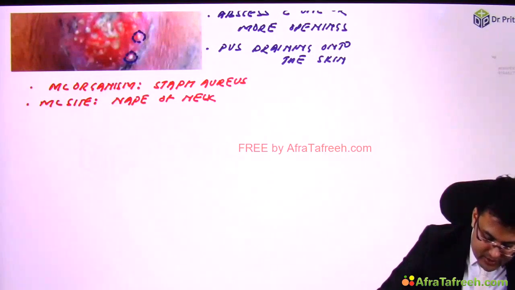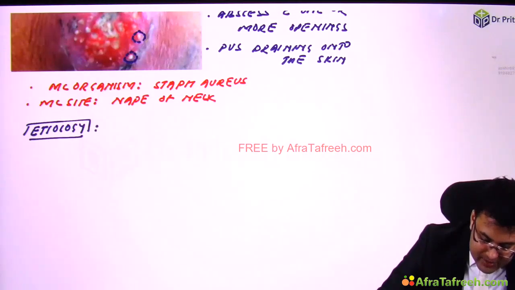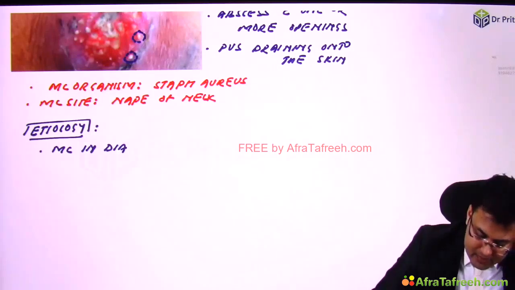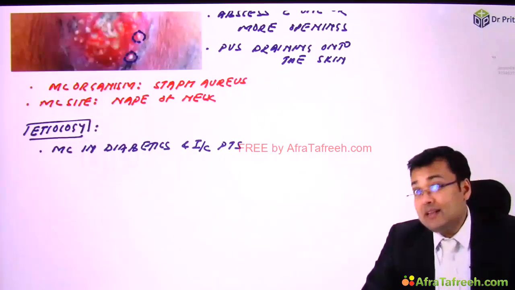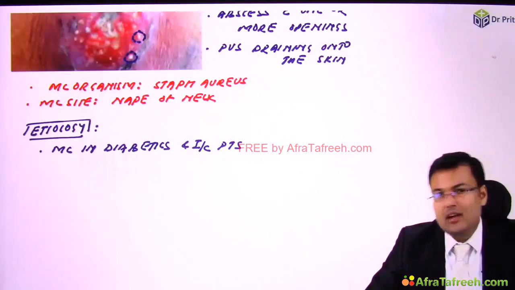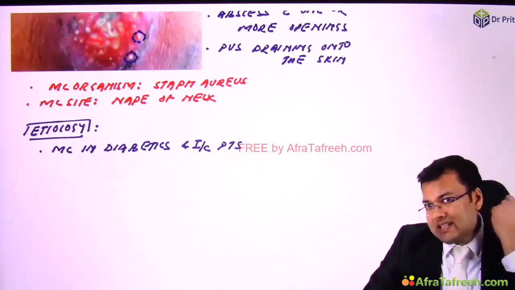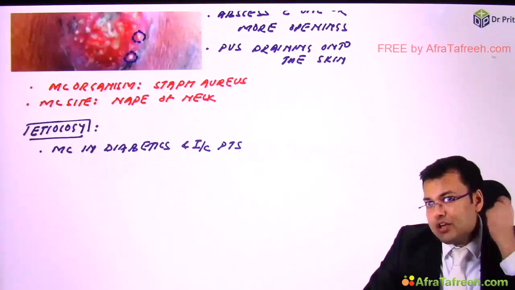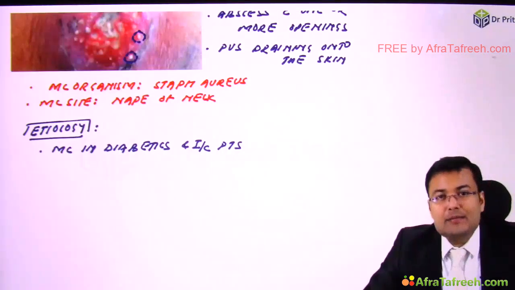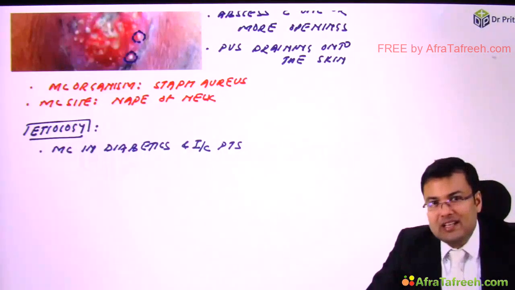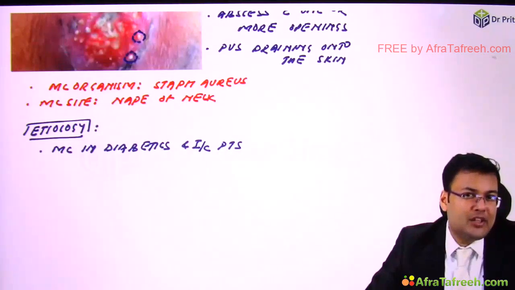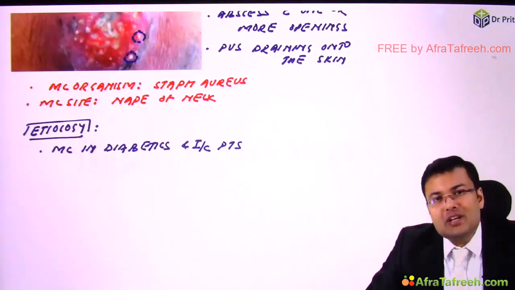I told you what are the predisposing factors or etiological factors. It is more common in diabetics and immunocompromised patients. There are certain triggers of this carbuncle. So what are the triggers? Sometimes there is accidental pulling of hair because of friction, sometimes because of shaving, and sometimes there is folliculitis in an immunocompromised or diabetic patient, which progresses to carbuncle.